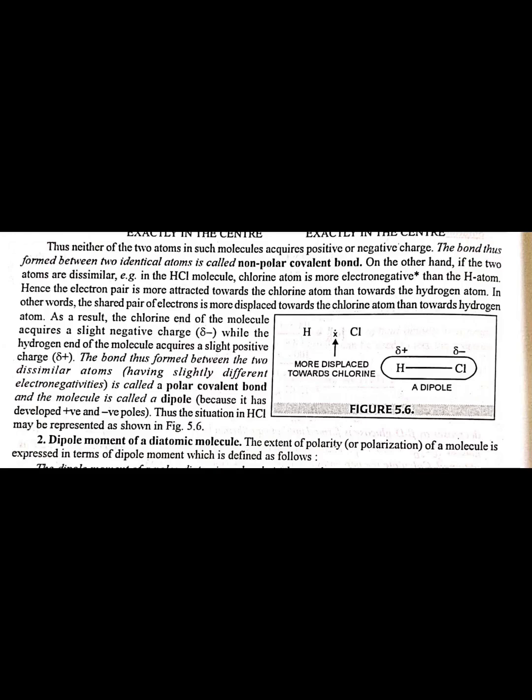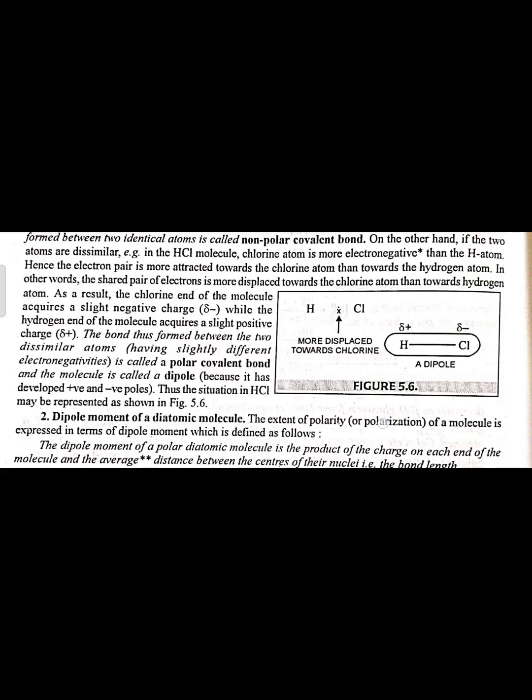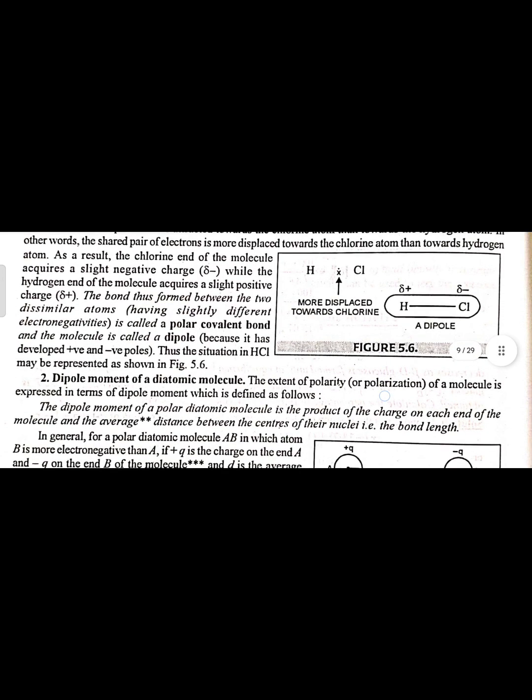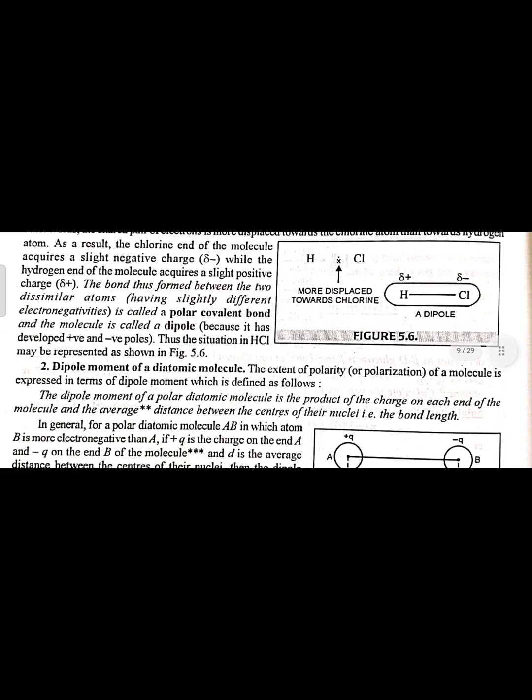Hence, the electron pair is more attracted towards the chlorine atom than towards the hydrogen atom. In other words, the shared pair of electrons is more displaced towards the chlorine atom than towards hydrogen. As a result, the chlorine end of the molecule acquires a slight negative charge while the hydrogen end of the molecule acquires a slight positive charge.